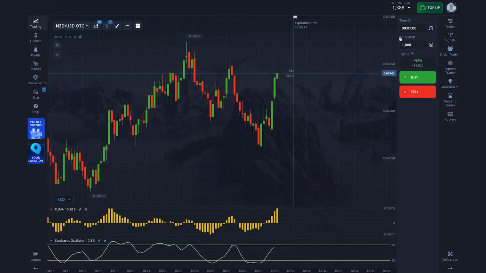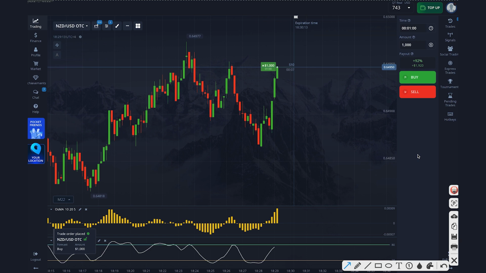A new situation is emerging on the chart. I set the expiration to 1 minute and open a buy trade for $1,000. After a brief consolidation at the top of the chart, the market seems to have gained new momentum. The candles begin to lengthen noticeably, indicating increased activity among participants and stronger buying pressure.